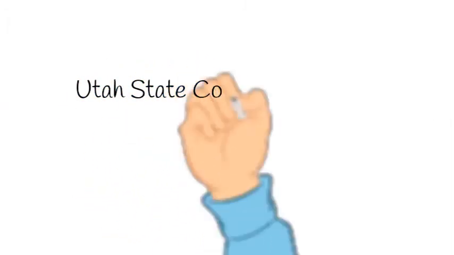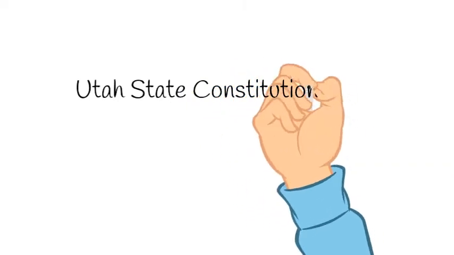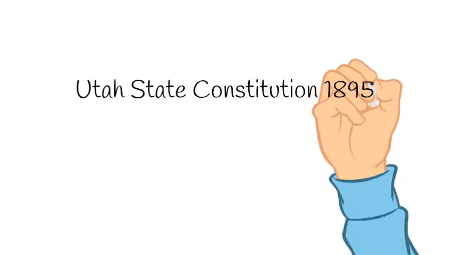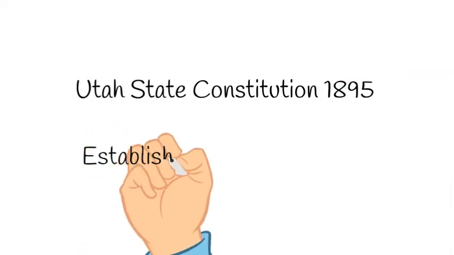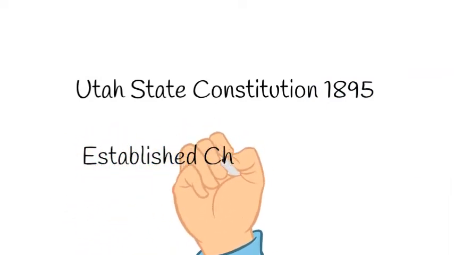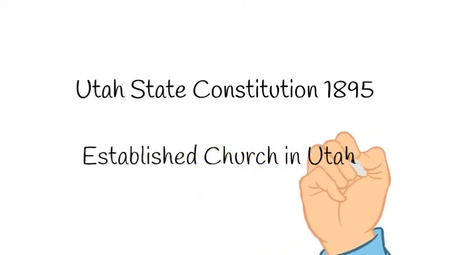This meant that when Utah created its state constitution in 1895, it was not constrained by the religion clauses of the First Amendment because they were not yet applied to the states. When drafting the Utah Constitution, delegates to the convention could have legally established a church if they wanted.